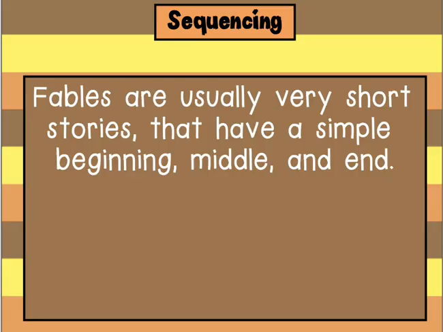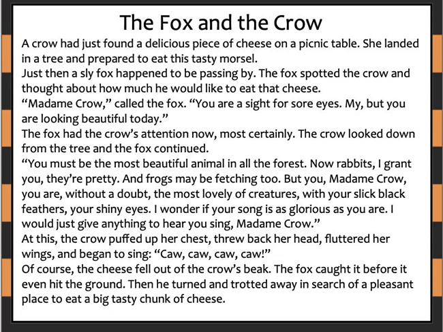Now, because fables are usually very short stories, they often have a simple beginning, middle, and end. So today what we're going to do is we're going to read a short fable and we're going to decide what the 3 main parts of this fable are. So we have the fox and the crow.